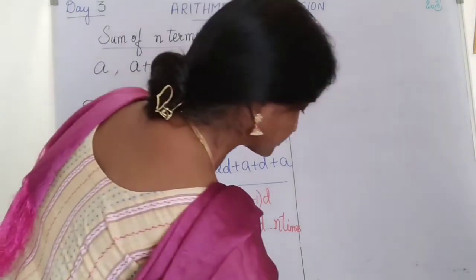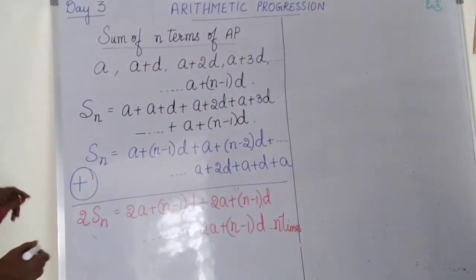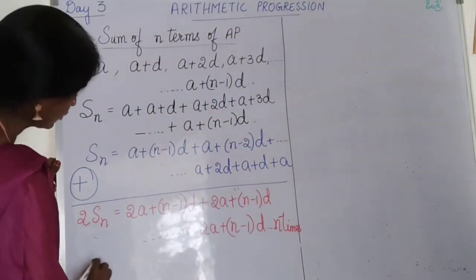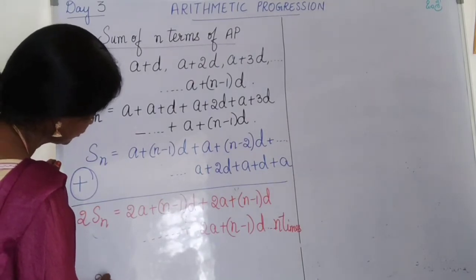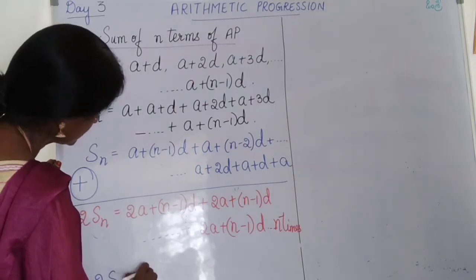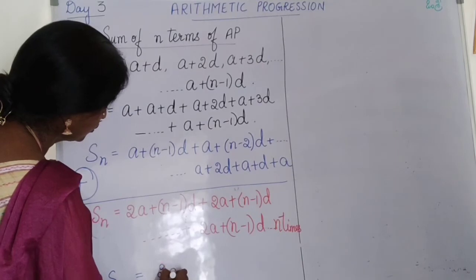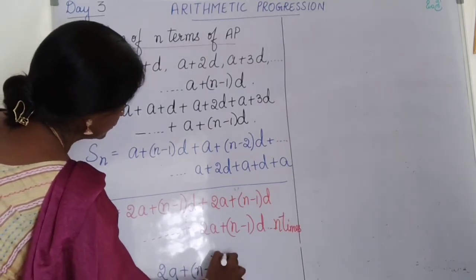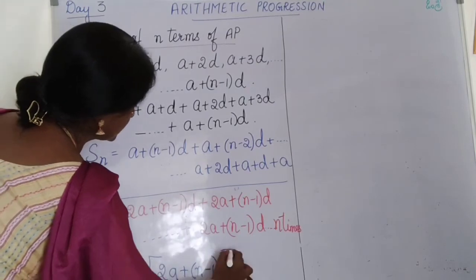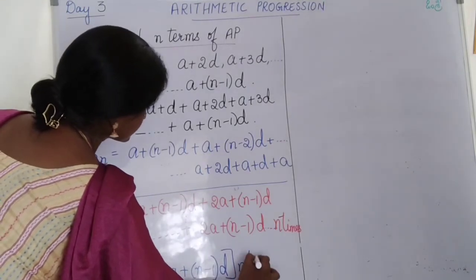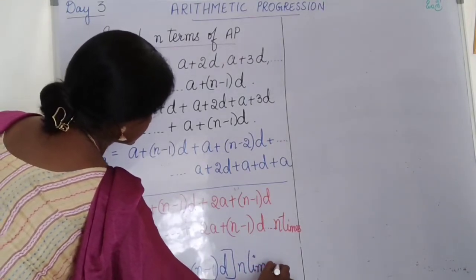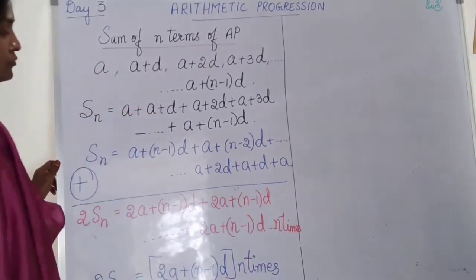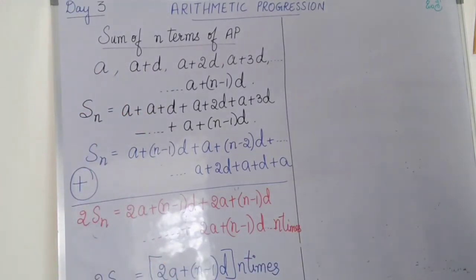So again, what do we get here? 2Sn is equal to 2a plus n minus 1 into d. How many times is it? N times. So this is n times.